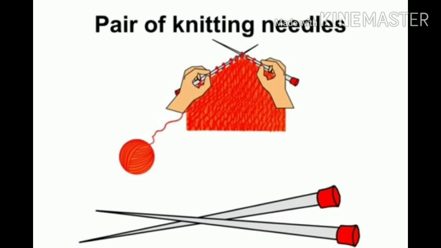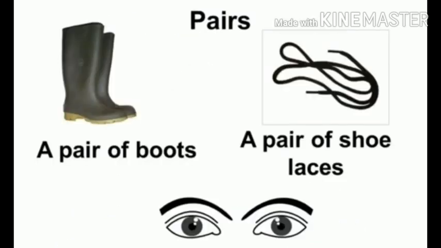The knitting needles also come in a pair. So, a pair of slippers, a pair of boots, a pair of shoelaces, a pair of eyes are some more things which come in pairs.